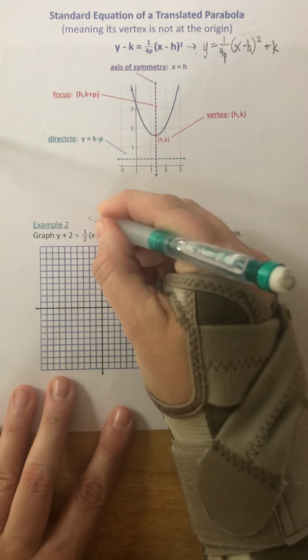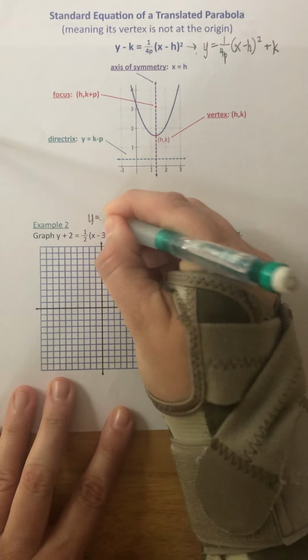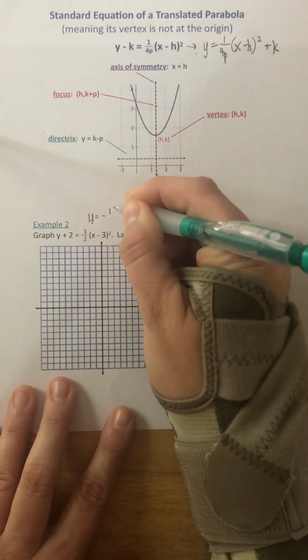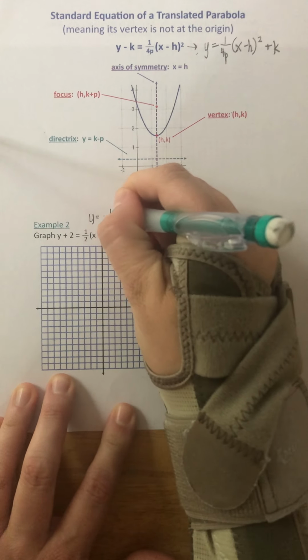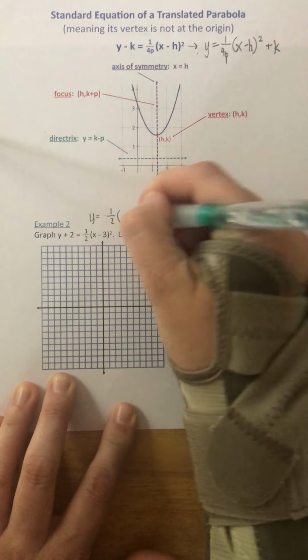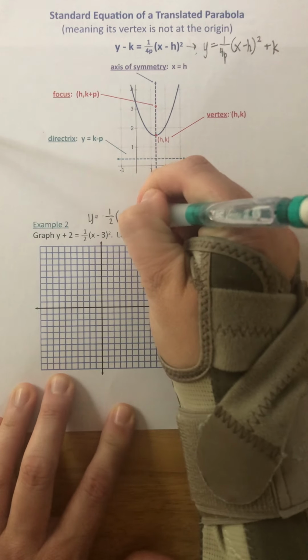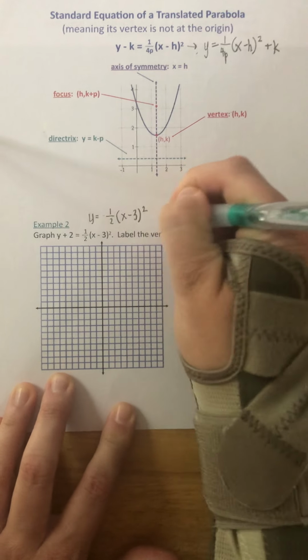First thing I'm just going to do is rewrite this. So I've got y equals negative, no, that's not a negative, is it? I need my eyes checked. Okay, y equals 1/2 times x minus 3 squared minus 2.